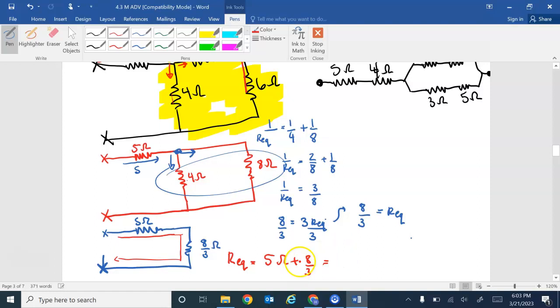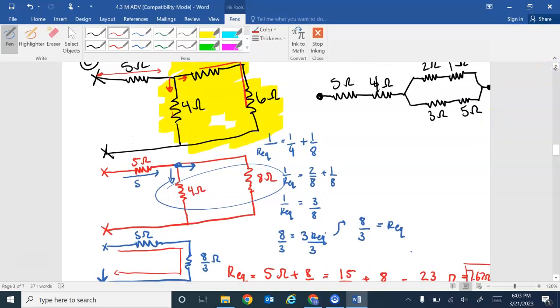I'll just keep on doing the fun fractions. So 5 ohms is going to be 15 over 3, plus 8 over 3. And that is 23 over 3 ohms, which will simplify to 7.67 ohms. Great, and that is the equivalent resistance for this circuit.